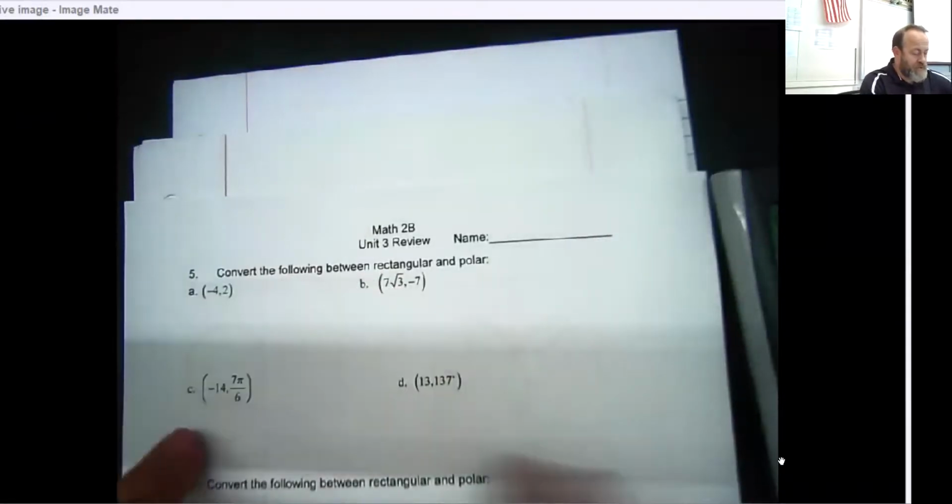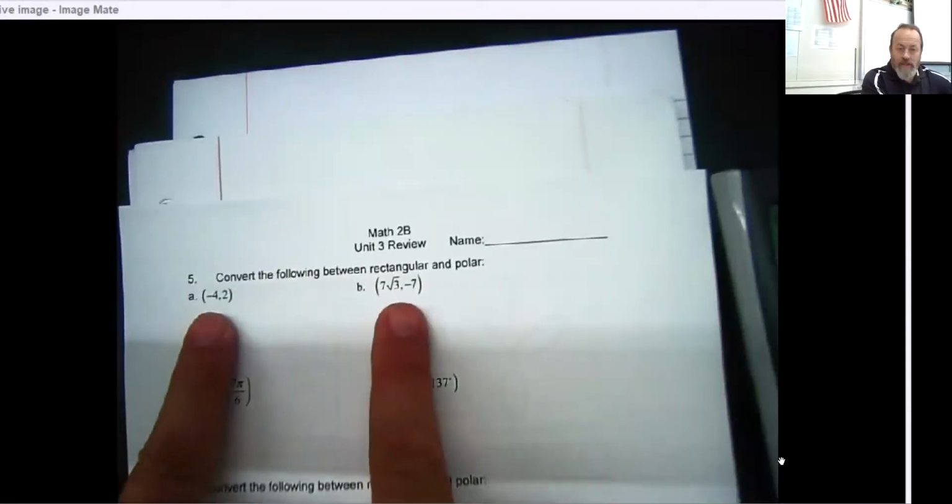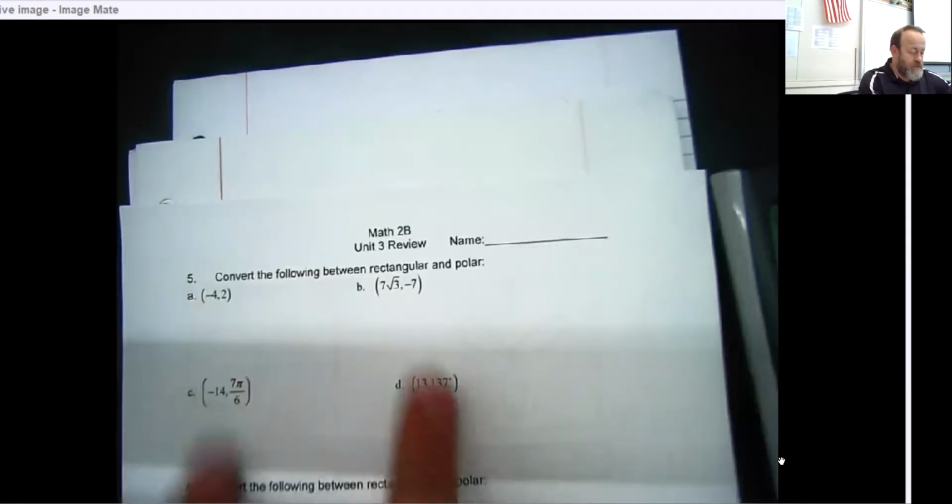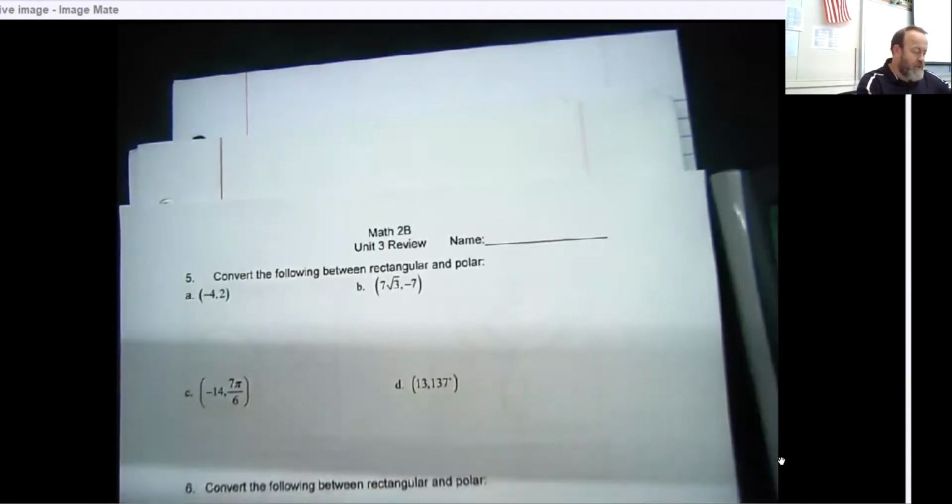Okay, problems number 5 and 6 coming at you. Let's get over here to this guy. Okay, problem 5 and 6. I've got a couple of coordinates in different circumstances. These are in rectangular moving to polar. These two are in polar moving to rectangular.